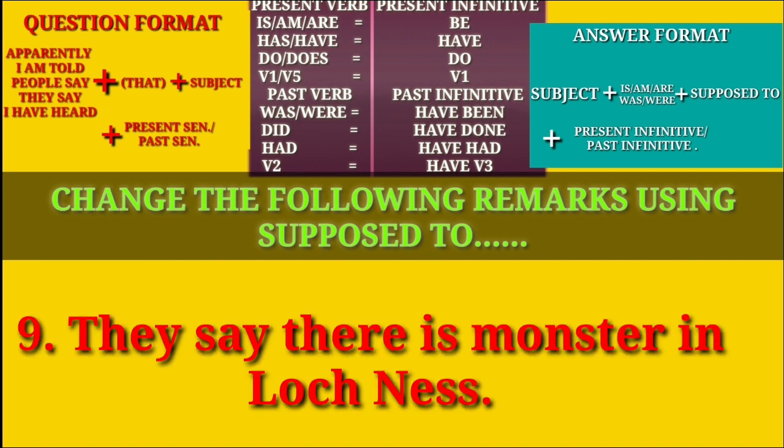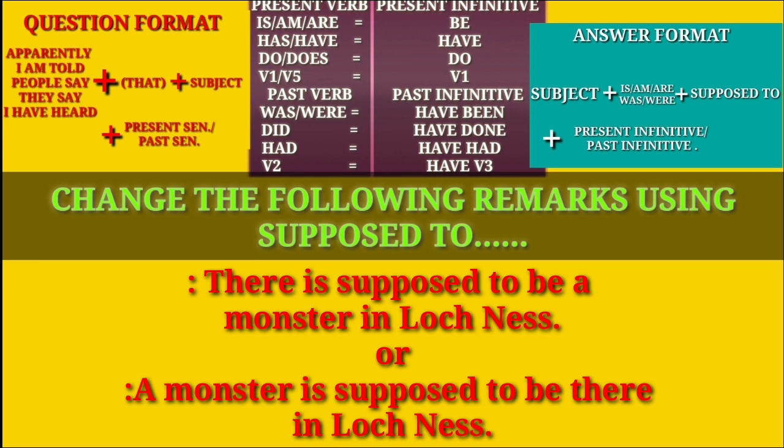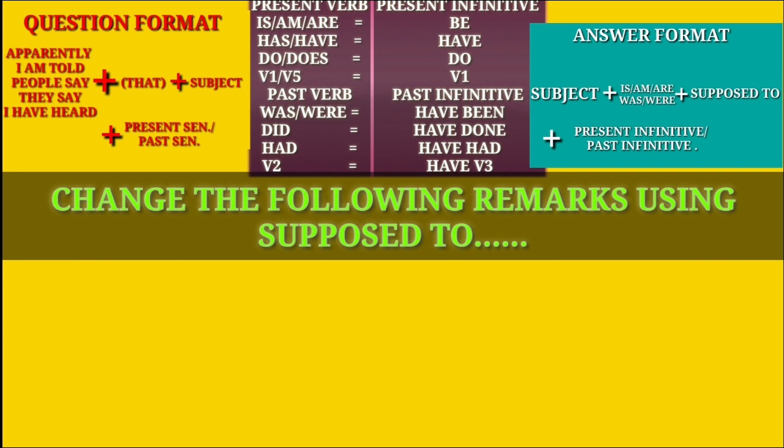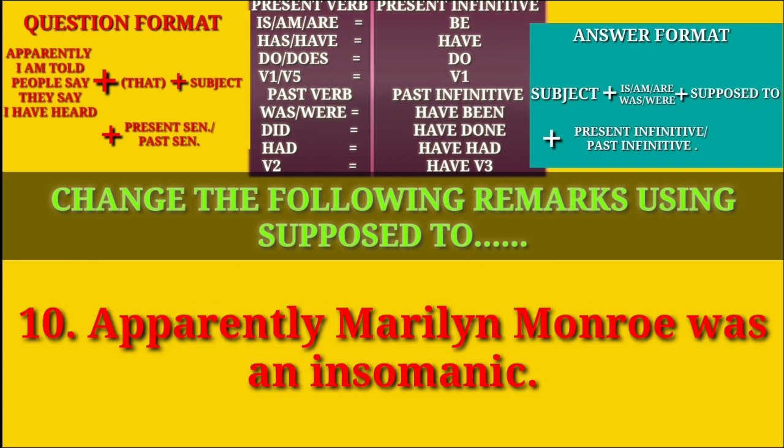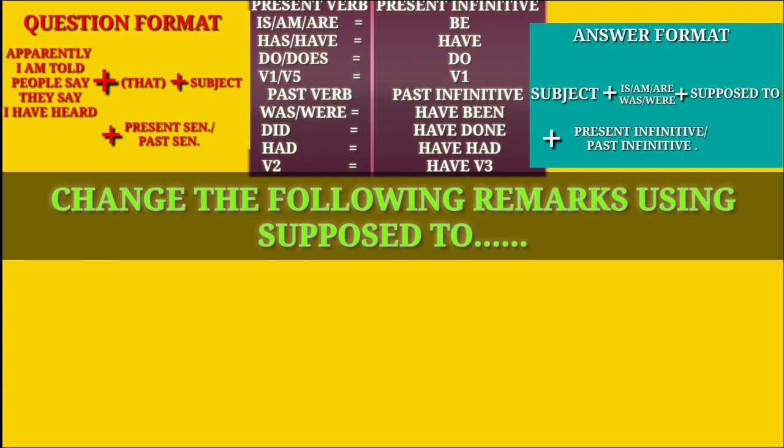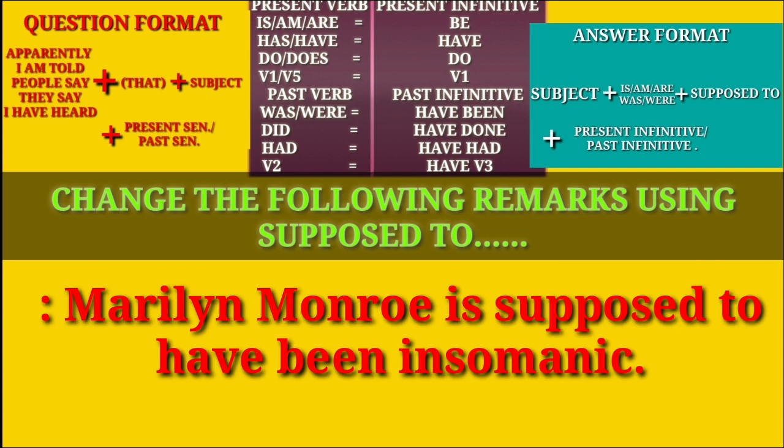Question number 9. They say there is a monster in Loch Ness, and the answer is: there is supposed to be a monster in Loch Ness, or a monster is supposed to be there in Loch Ness. Question number 10. Apparently, Marilyn Monroe was an insomniac, and the answer is: Marilyn Monroe is supposed to have been an insomniac.